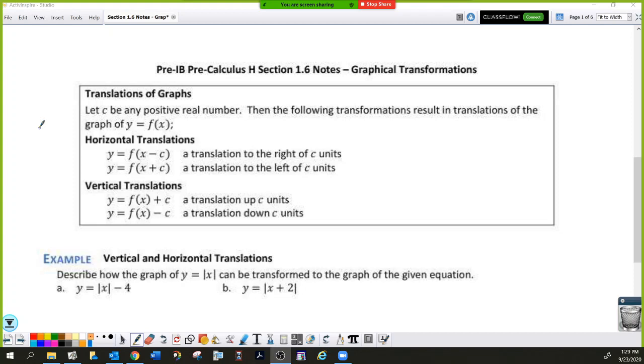So replacing X with X minus C shifts you to the right C units. And replacing X with X plus C, which you would think makes a number bigger, so it should move to the right, actually does the exact opposite. It moves to the left. So what I like to say is that inside changes, because these things were changing on the inside, have an opposite effect. They do the opposite of what we think they should.